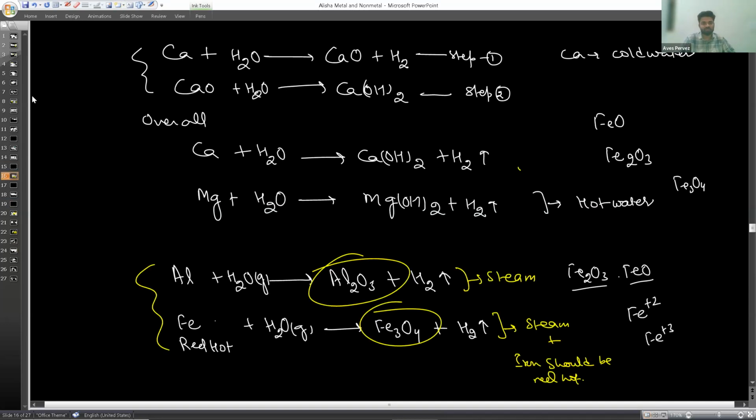Moreover, calcium is a highly reactive metal, which allows it to produce hydrogen sufficiently to make it float. Okay, note it down. Why does calcium float on the surface of water?